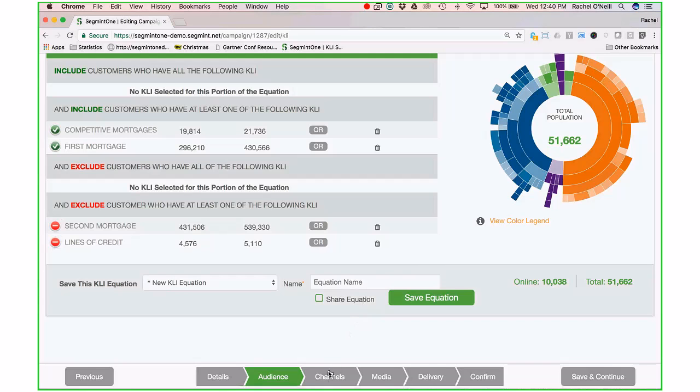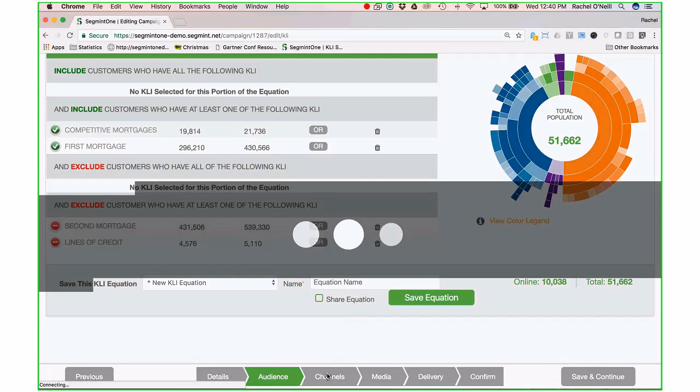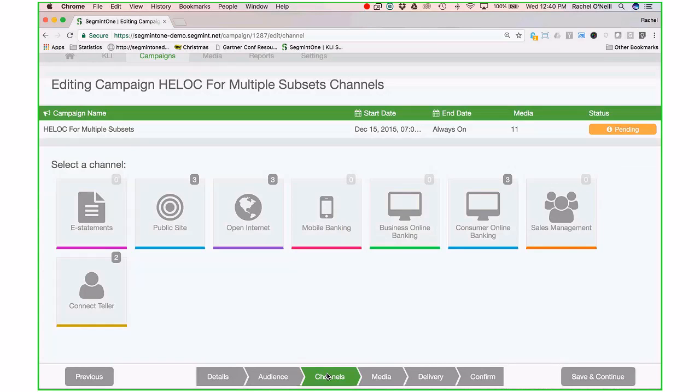But once I've got the audience where I like it, it's a matter now of selecting the channels. Where do I want to deliver this message? And you see a variety of channels available right here that you can deliver to: e-statements, your public and private websites, out on the open internet. I'm going to pause here for a second because that's very important. We are bolted on to the real-time bidding network. So if you're familiar with that, if you're not, rather, I'm going to walk you through briefly what that looks like.